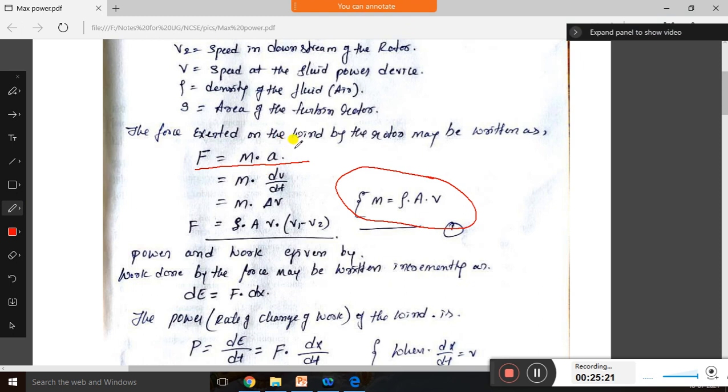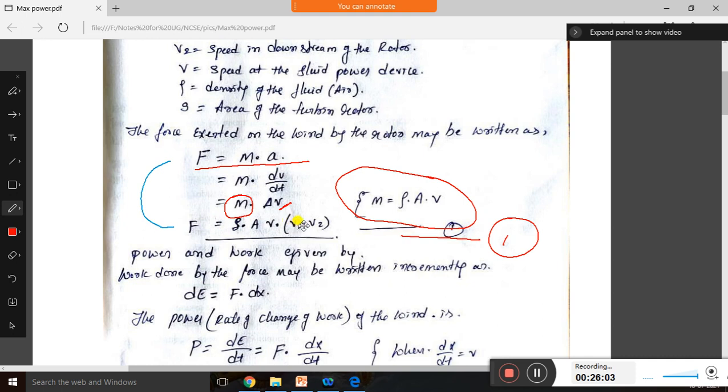And a means acceleration, and we can write it as dV by dt, the change in the velocity with respect to time. And this we can write as m into dV. And finally, if you place the value of m, the force equation will become F is equal to ρ A V into (V1 − V2). So change in velocity we can call V1 minus V2. So that we can call equation 1. Final equation: F is equal to ρ A V (V1 − V2).